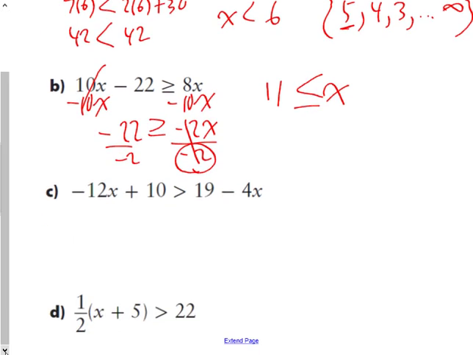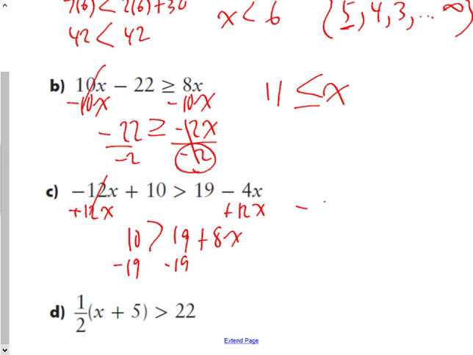C, negative 12x plus 10 is greater than... So the one I have the least amount on is 12x, so I'm going to add 12x to both sides. 10 is greater than 19 plus 8x. Subtract 19. Negative 9 is greater than 8x. Divide by 8. x is less than negative 1 and 1/8. Any value less than negative 1 and 1/8.